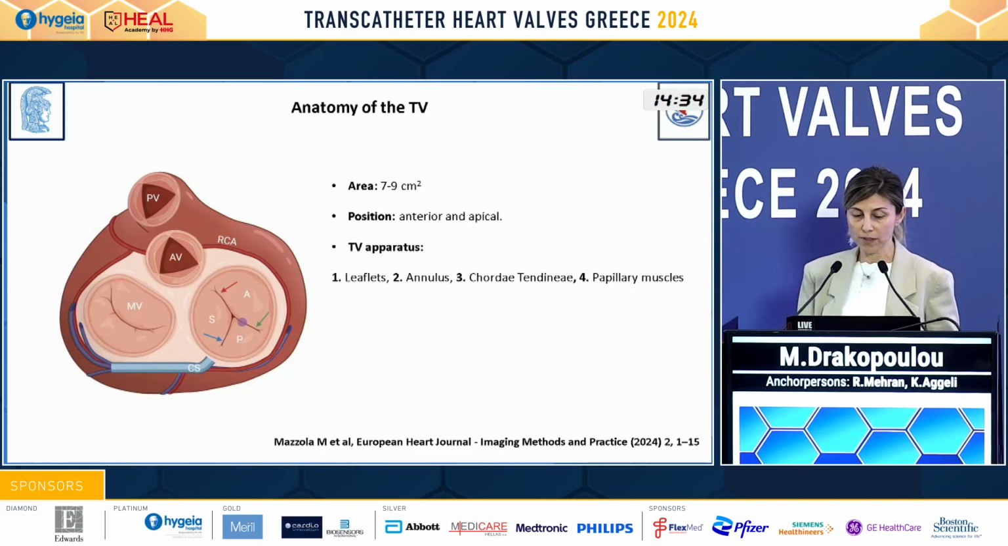As we may see in this figure, the tricuspid valve is quite challenging, and the tricuspid valve apparatus consists of these 4 parameters: the leaflets, the annulus, the chorda tendinae, and the papillary muscles. We know that the leaflets of the tricuspid valve are thin and mobile and are not prone to calcification as the leaflets of the mitral valve.